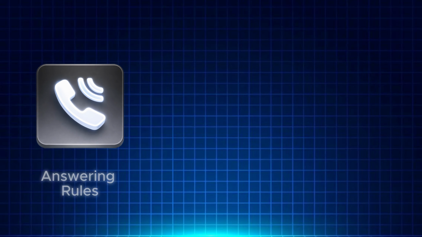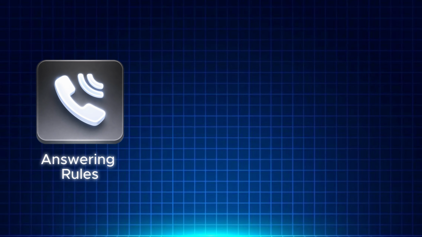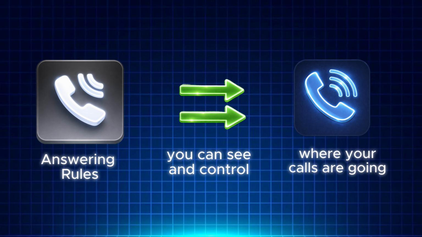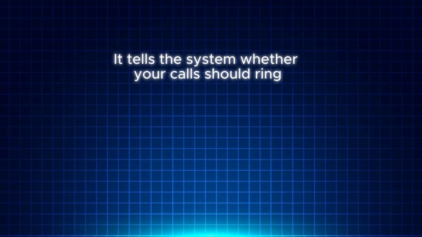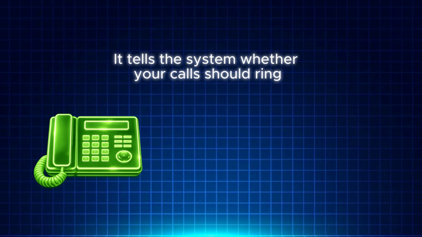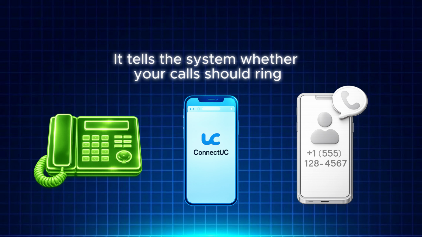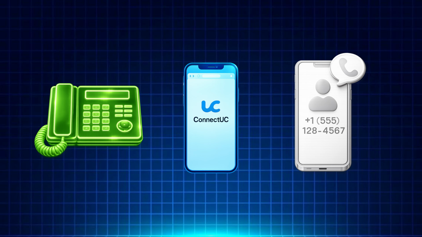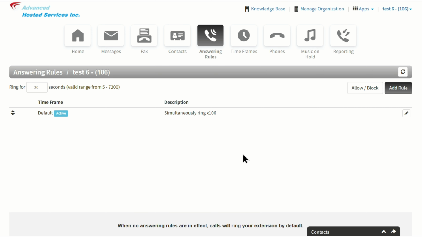Think of your answering rule as the place where you can see and control exactly where your calls are going. It tells the system whether your calls should ring on your desk phone, your mobile app, your personal phone number, or ring on all your devices at the same time in the order you choose. Now let's add a rule. Click on the Add Rule button.